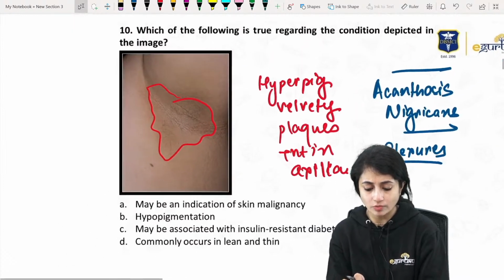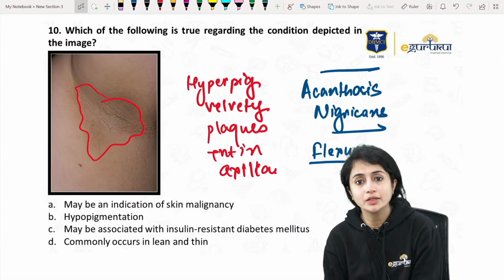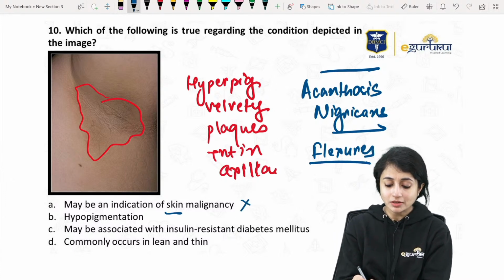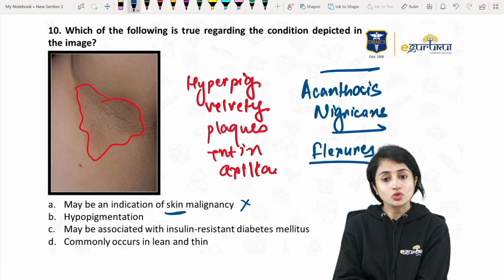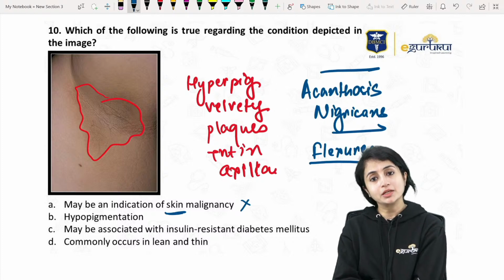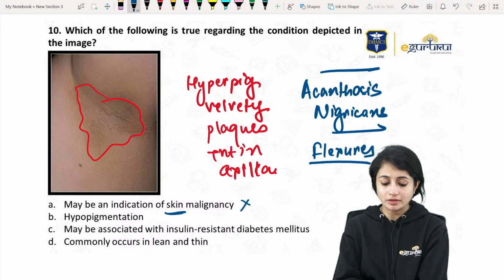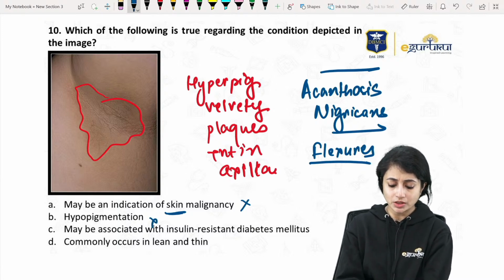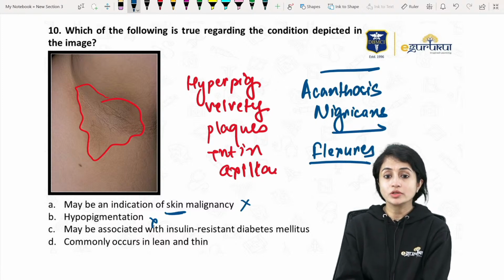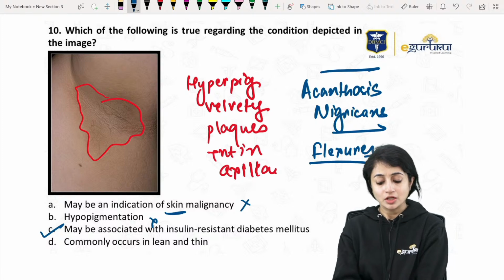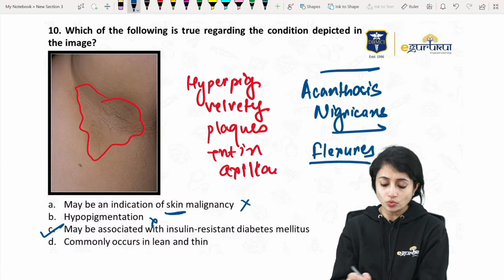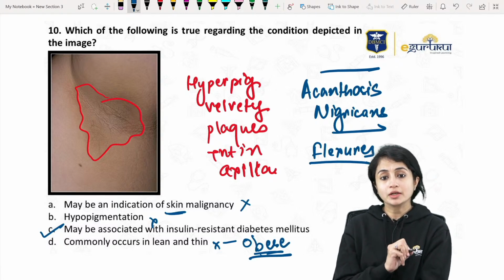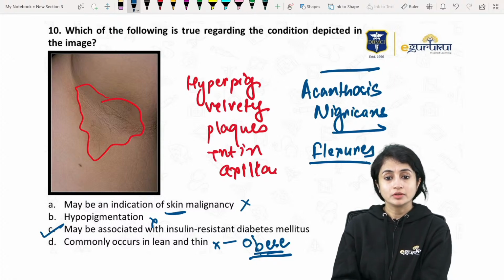So now let's look at the options that we have. It may be an indication of skin malignancies. No. It is an indication of malignancy, but see here, they have mentioned skin malignancy. It's not indicative of skin malignancies. It is a pre-malignant dermatosis which suggests an underlying malignancy. There is hypopigmentation. No, you can clearly see there is hyperpigmentation. May be associated with insulin-resistant diabetes mellitus. Yes. Commonly occurs in lean and thin. No, it commonly occurs in obese individuals. So here the correct answer is C, right?